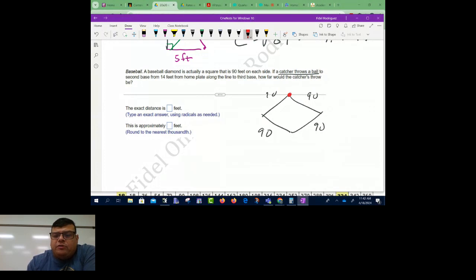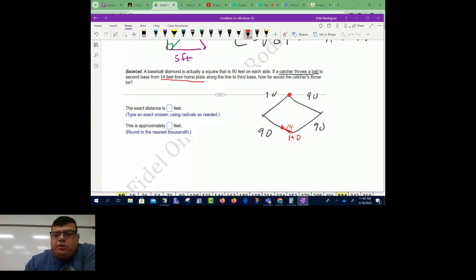Okay, so we're going to throw it here. We are 14 feet from home plate. So look, y'all, that's home plate. Right here, we're 14 feet. The distance from here to here is 14 feet. How far would the catcher's throw be?